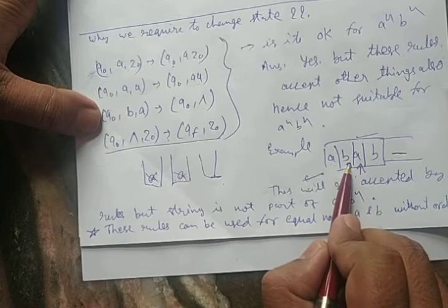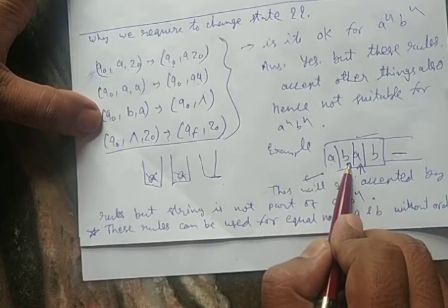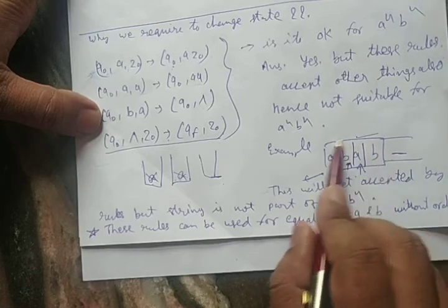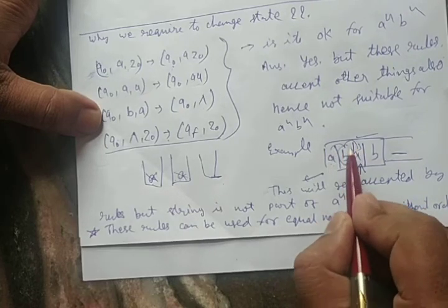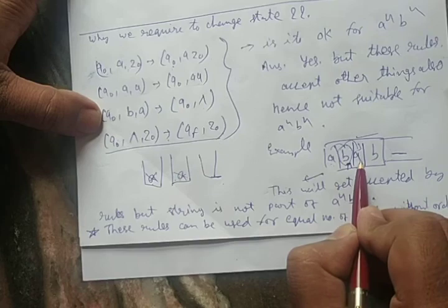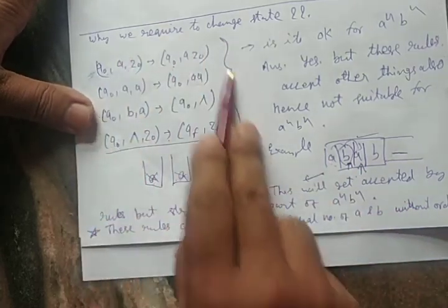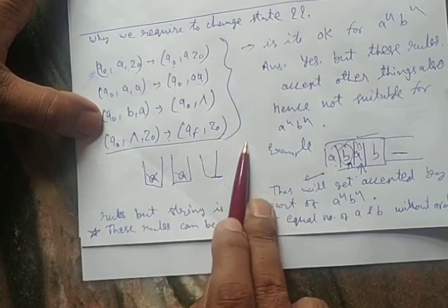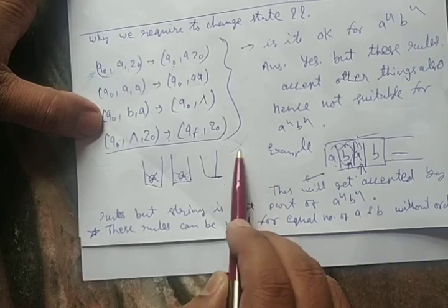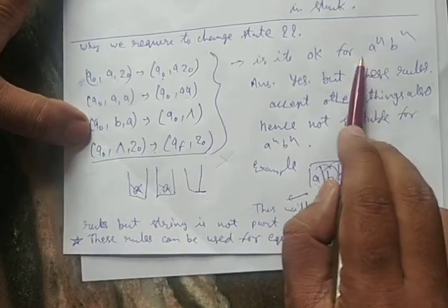Now, does this string belong to A to the power n, B to the power n? The answer is no. The reason is that yes, we have an equal number of A's and an equal number of B's, but A should always be followed by B. But in this example, A is not always followed by B. Here, B is followed by A also. So it means this particular set of rules can perform much more than the desired. Hence, these rules are not right for this particular language.